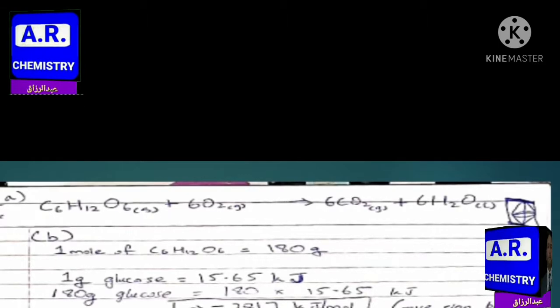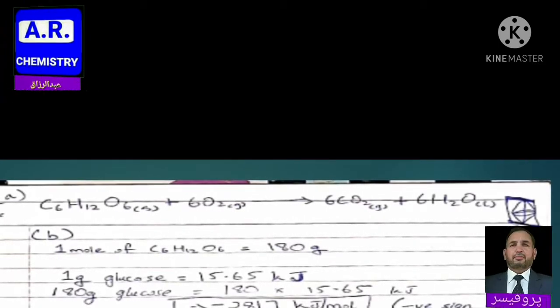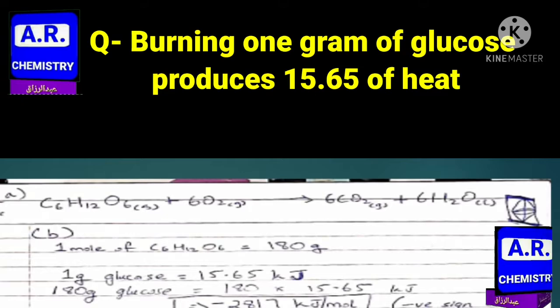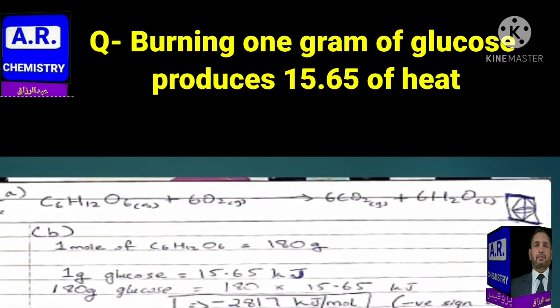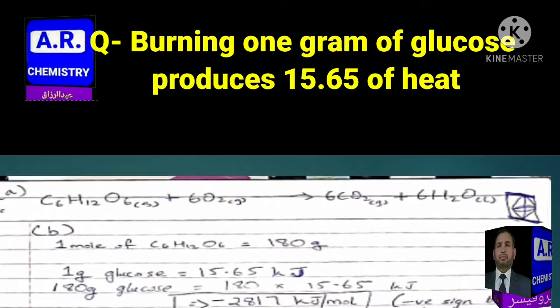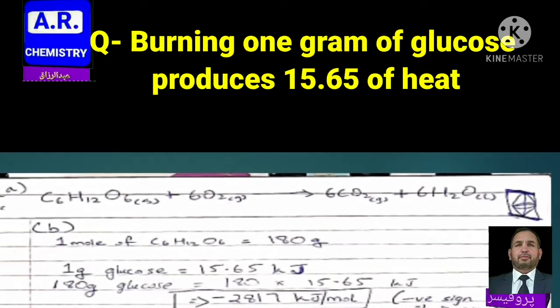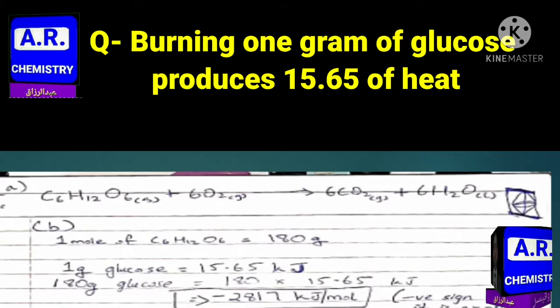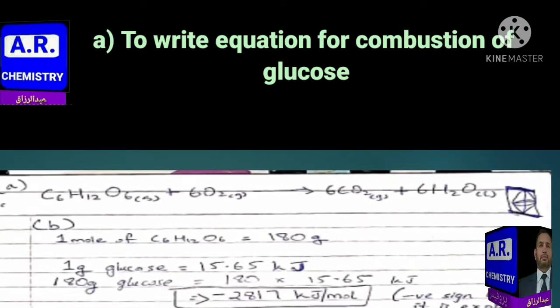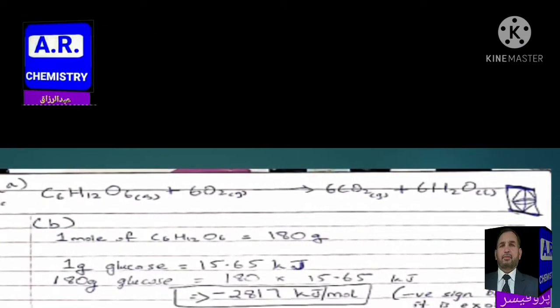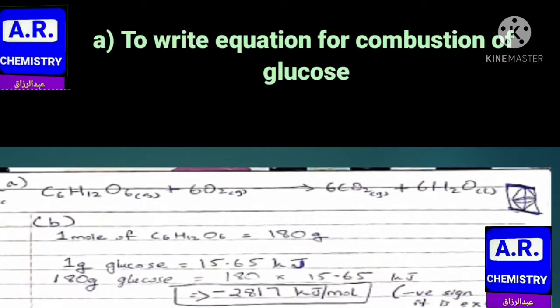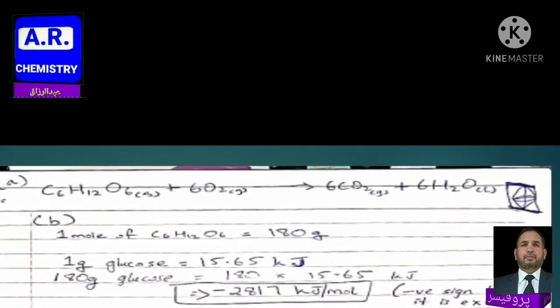The very first question that we are going to solve is question 16 of thermochemistry, and this question is about combustion of glucose. The first part that is being asked in paragraph A is: write the balanced equation for combustion of glucose.